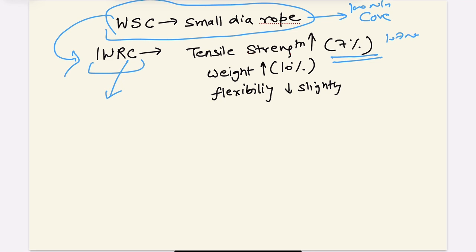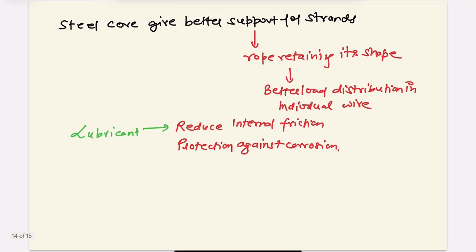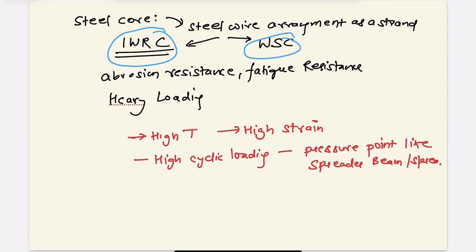Also, as the diameter of the wire rope increases, the weight also increases, and it is slightly less flexible. In heavy civil work, we generally use IWRC. Independent wire rope construction has abrasion resistance and fatigue resistance. It is used for heavy loading, high tensile strength, high strain, and high cyclic loading.